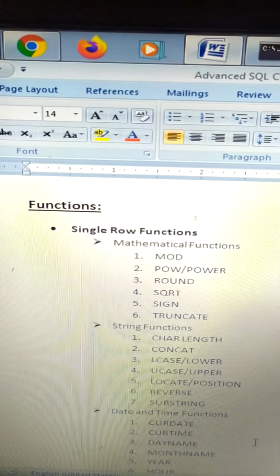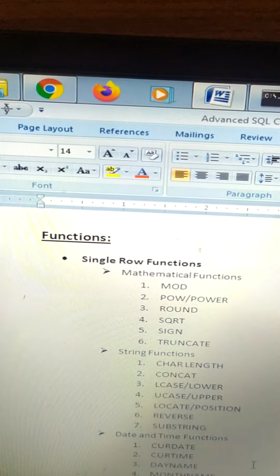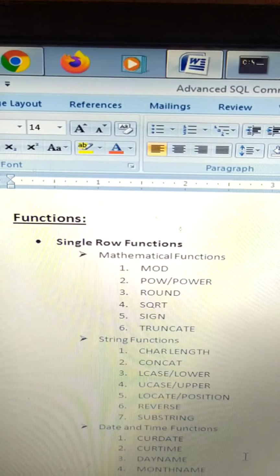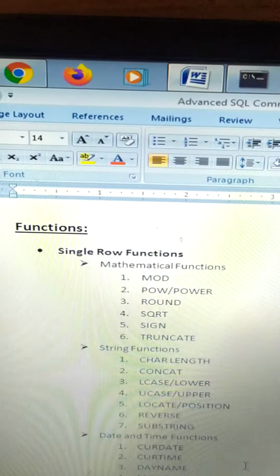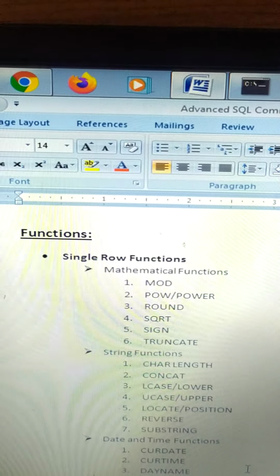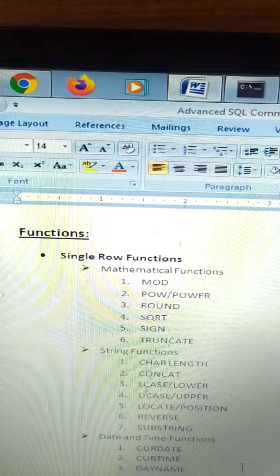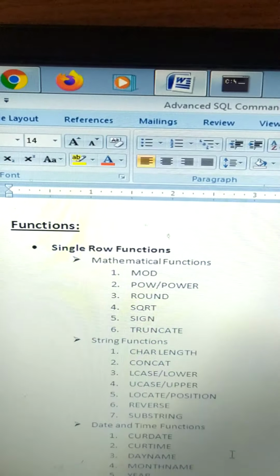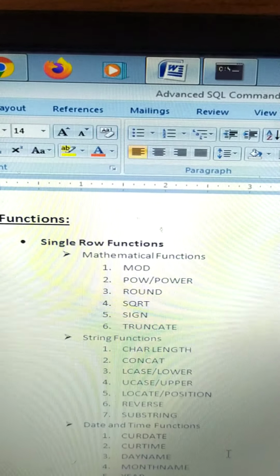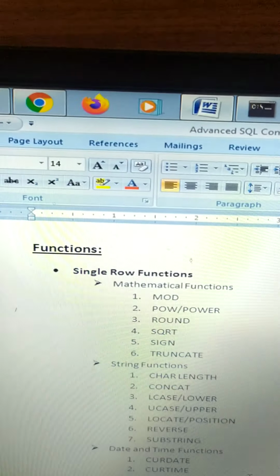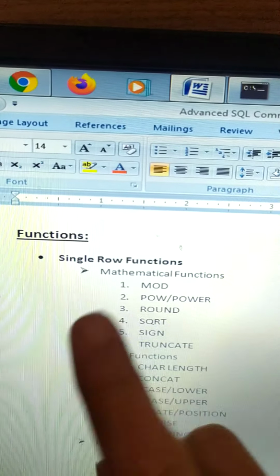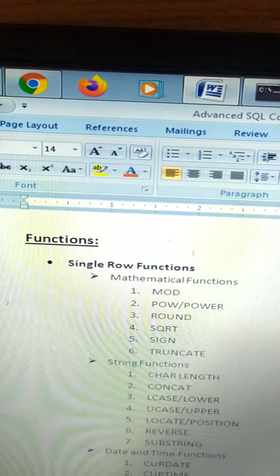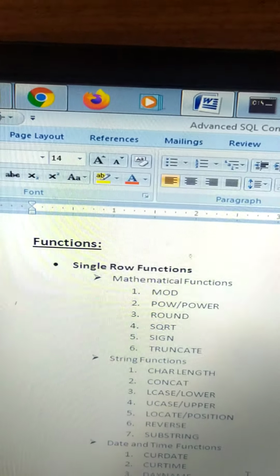Hello everyone. Now we'll be studying some functions of advanced SQL. So basically, what do you mean by functions? Functions are a predefined set of instructions that perform operations on data and return a value. There is some instruction and we are providing some data, so it will return us the value. Let us study it with some examples.